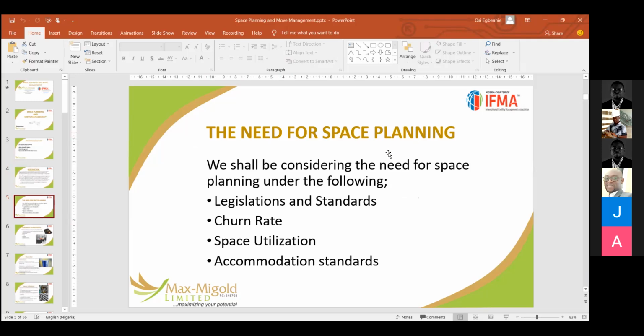The need for space planning. We shall be considering the need for space planning under the following headings: look at the legislation and standards, look at churn rates, look at space utilization and accommodation standards.